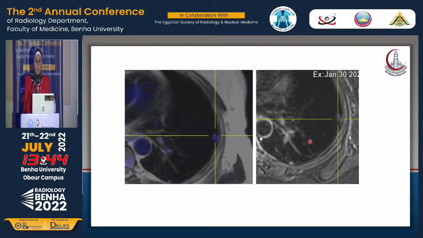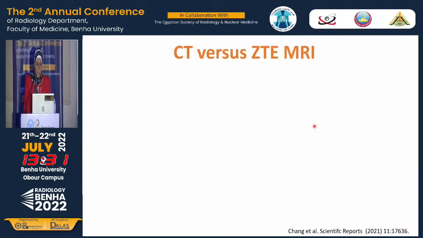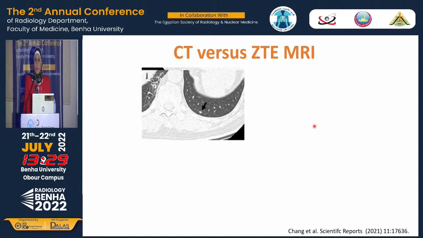And this is the magnificent new technique which is demonstrating the lung parenchyma very nicely compared to the CT, which is known as ZTE sequence. And we can see the pulmonary nodule over here like this. Let's compare the CT with the ZTE. This is from the literature.